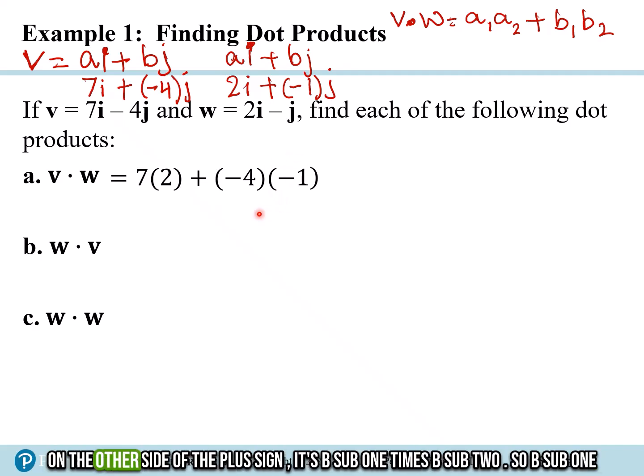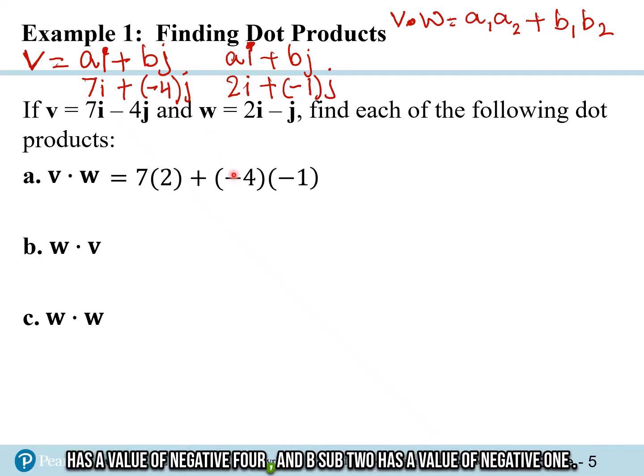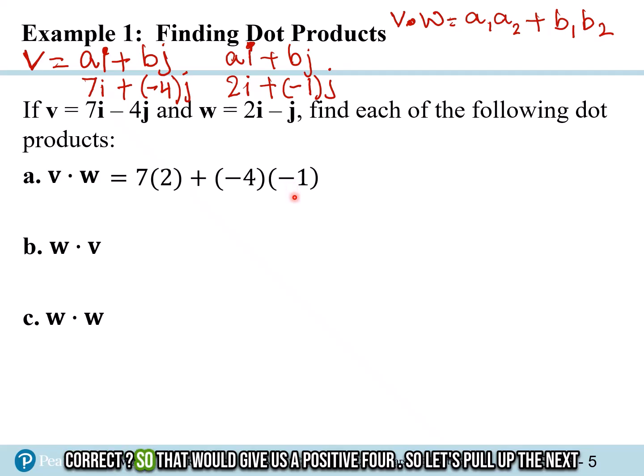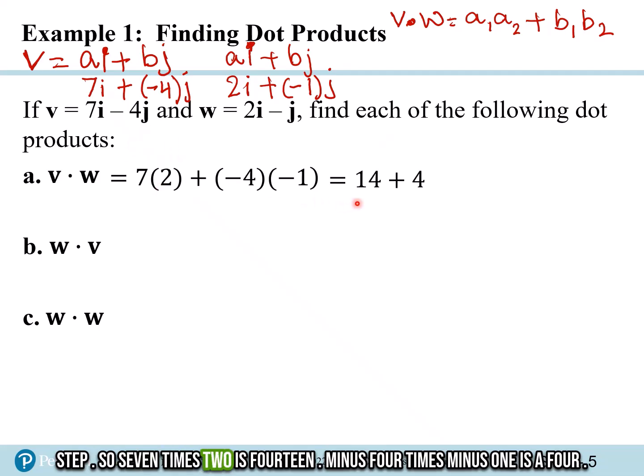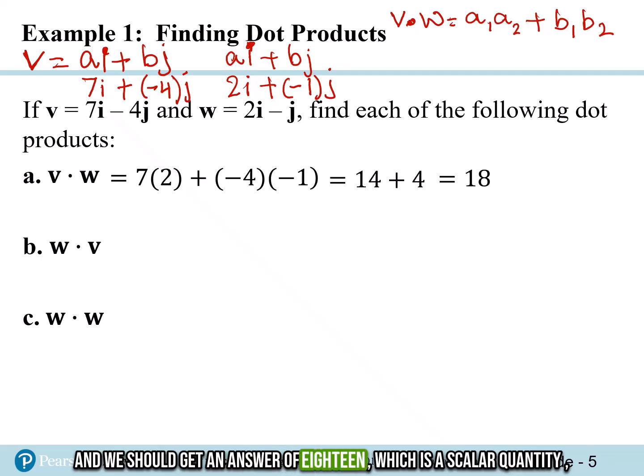And over here on the other side of the plus sign, it's b sub 1 times b sub 2. So b sub 1 has a value of -4 and b sub 2 has a value of -1, correct? So that would give us a +4. So let's pull up the next step. So 7 times 2 is 14, -4 times -1 is 4, and we should get an answer of 18, which is a scalar quantity, correct?